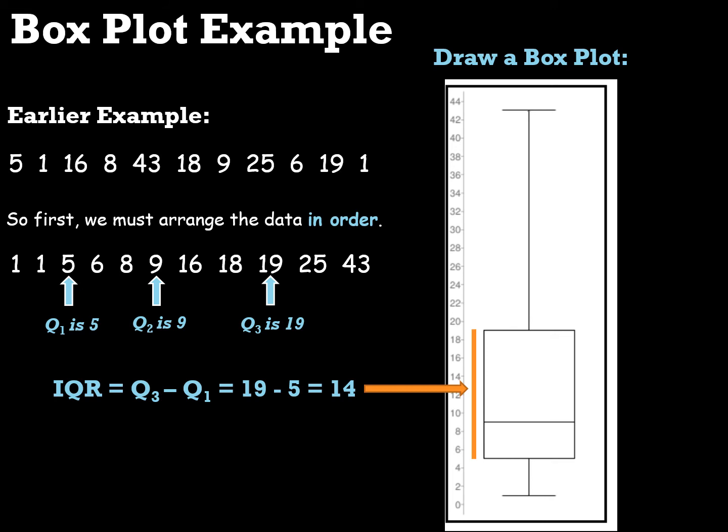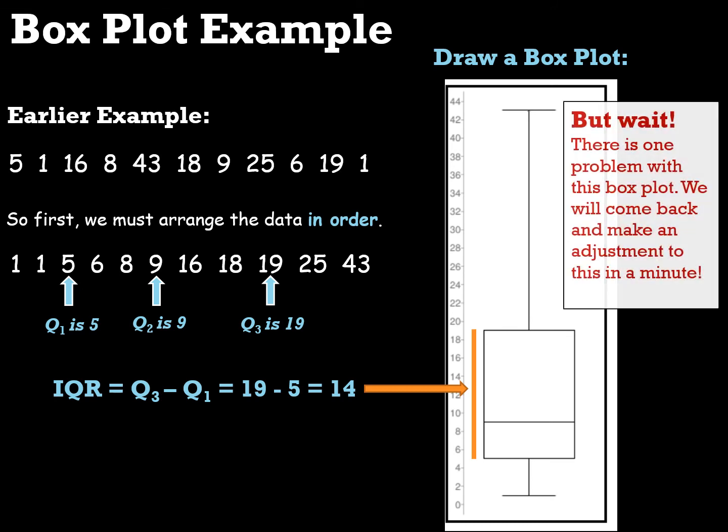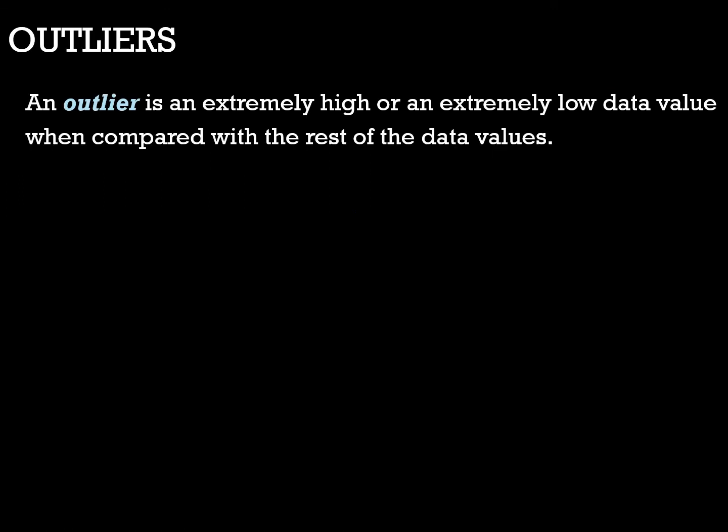Let's talk about IQR. What's IQR? That's Q3 minus Q1. So that would be 19 minus 5, which is 14. So IQR is 14. Again, as I said, there is a little problem with this box plot that needs one little tweak, one little adjustment. This is how you would start, but we need to talk about outliers in order to figure out what else needs to be done with this particular box plot.